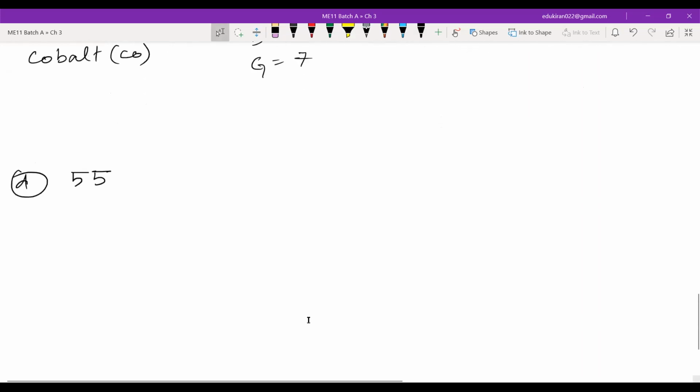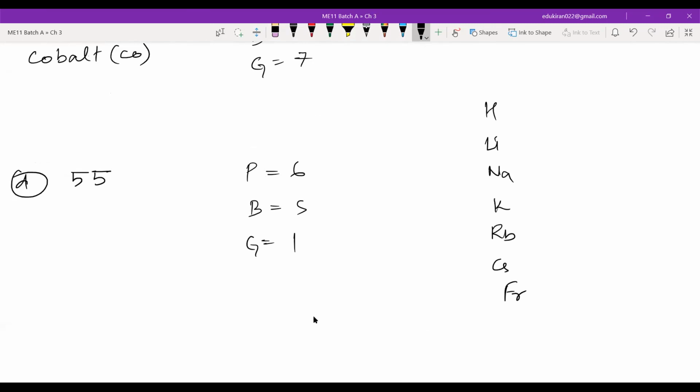Okay, what about 55? Anyone? Period, block, and group? Which period? 6. Okay. Block? S block. And group? 1. First group. So in the first group you have hydrogen, lithium, sodium, potassium, rubidium, cesium. Now hydrogen is obviously the first period, second period, third period, fourth period, fifth period, and we have to stop at where? Sixth period. So this is Cs for cesium.